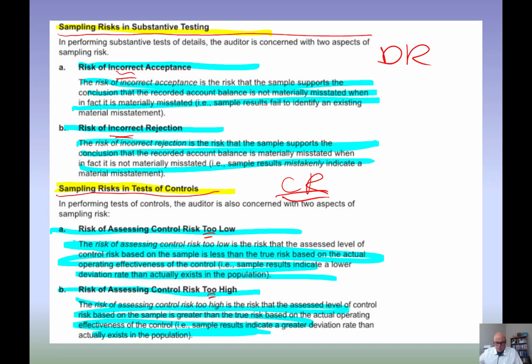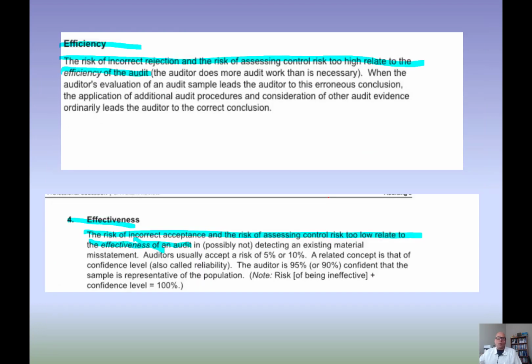Okay. So if you go over to the next slide, you take a look. When we have efficiency issues, it's because we've assessed our control risk too high, or we have done what? We have suffered the risk of incorrect rejection. In those instances, you're probably going to come to the right conclusion, but in a non-efficient manner. Effectiveness, if you assess control risk too low and therefore don't do the right amount of substantive testing, or you incorrectly accept the financial statements, which is essentially audit failure. You give an unmodified opinion when you should have modified somehow through a qualification, adverse, or whatever. That is the sheer definition of an ineffective audit.